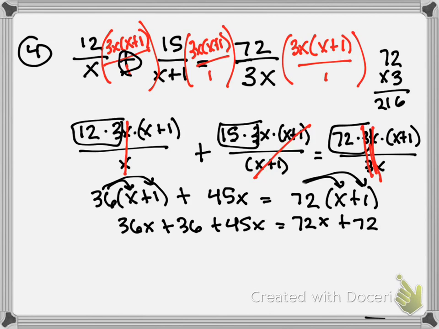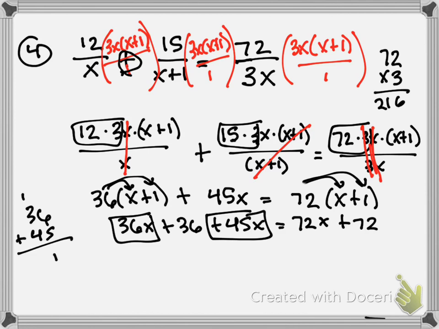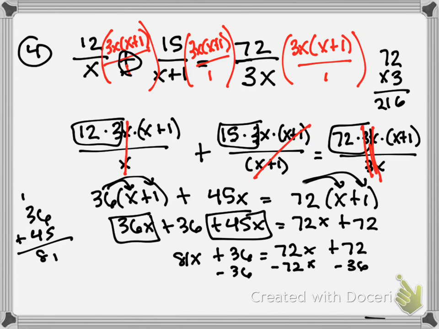All right, combine like terms, 36x plus 45x. I'm going to do it over here because mental math is not working for me today. 81, so I get 81x plus 36 equals 72x plus 72. All right, I'm going to do two things at once here. I'm going to subtract 36 from both sides, and I'm going to subtract 72x from both sides, just because I'm running out of room. These cancel.